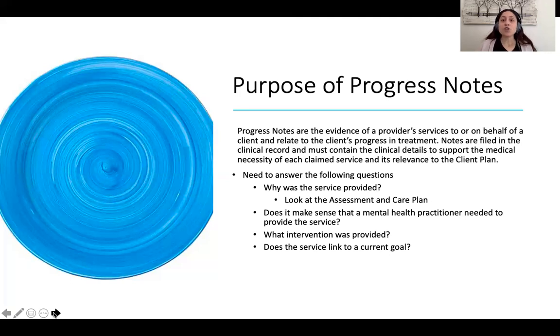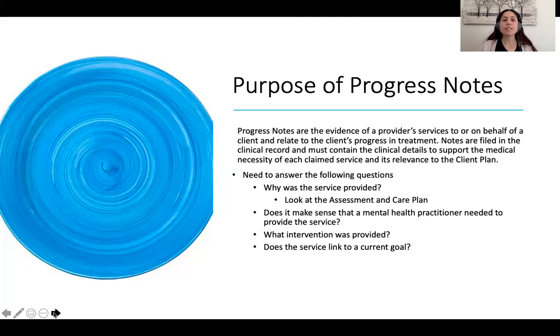Another piece of this is showing that the services provided are in line with what you've diagnosed and the identified functional impairments. If you diagnosed major depressive disorder and you're treating the client for behavioral problems, this doesn't line up and the medical necessity of these services may be questioned.